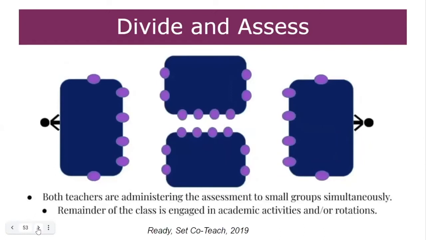The next one, the last one that we're going to talk about today, is divide and assess. This one kind of reminds me of station teaching, where both teachers are assessing a small group, and then other students are working on a different academic activity at their table. They might be working independently, or they may even be working in small groups or partners while you're doing your assessments. You might do this in different classrooms if you had to, but it can also be something that you can work with your students to teach them how to work in groups like this.